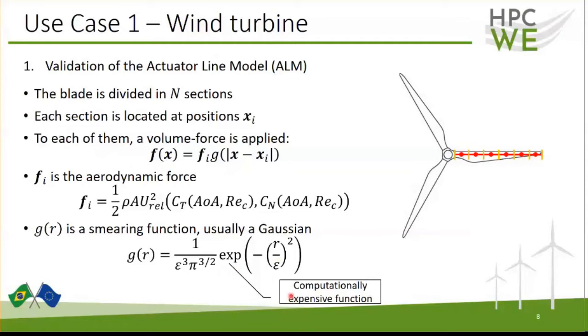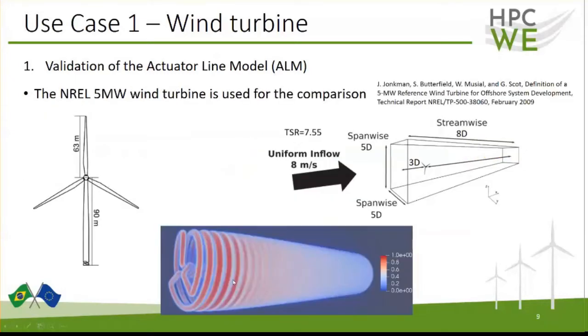One of the objectives is to replace this function using other approaches to save computational time. We use the NREL 5 megawatt wind turbine for the comparison. We have a uniform inflow of 8 meters per second, and we have a large domain where we solve the actuator lines from these blades.